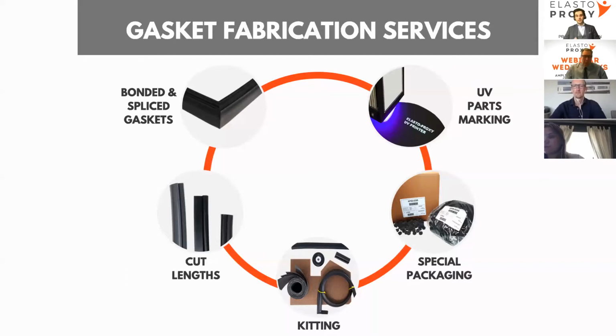UV part marking is a great help on the production line. You can mark it with your own part number, or with what gets installed first. Depending on the different ways you're planning on improving your efficiencies, we can help communicate that directly on our part.